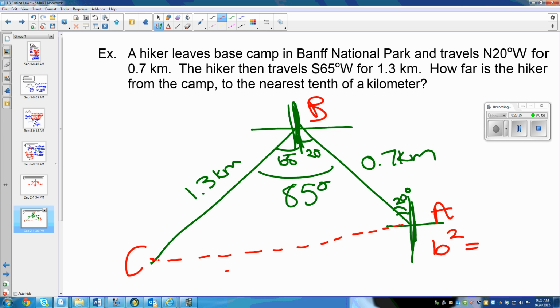Hardest part on word problems? Just drawing them out and then putting them into the equations, I would hope you're okay with. Okay? And if you're not, call me over and we'll talk.